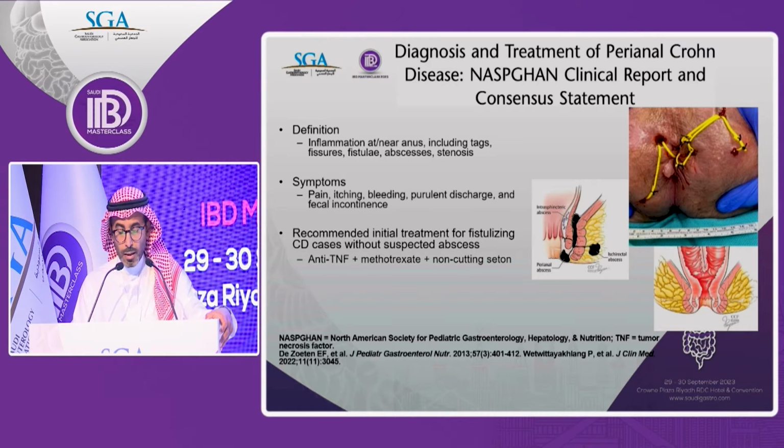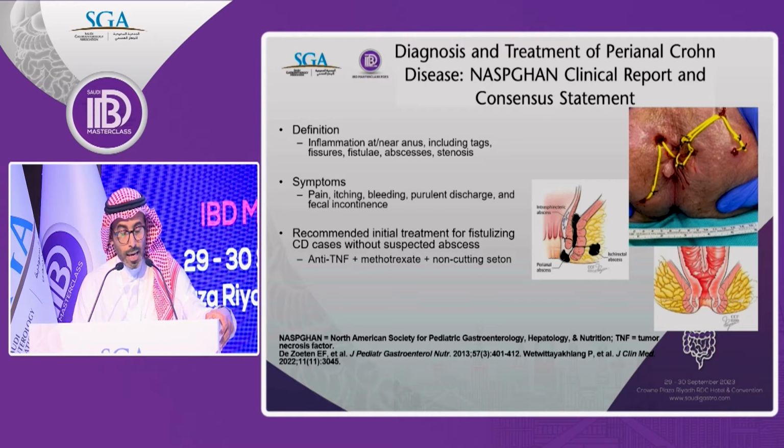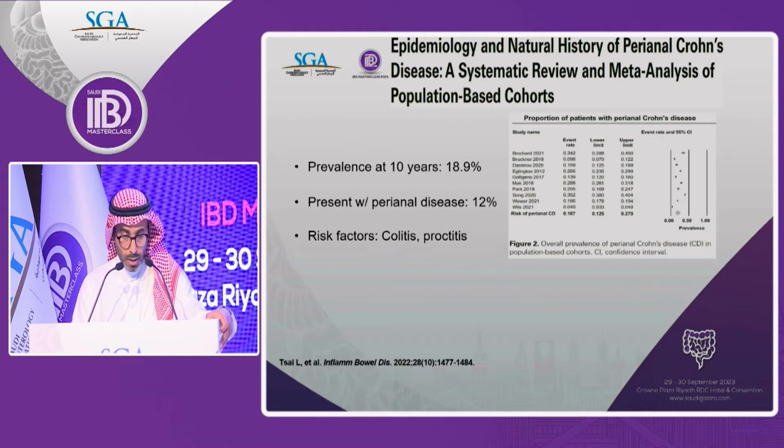Definition of fistulas: usually inflammation near the anus, including tags, fissures, fistulas, and abscess, stenosis. Symptoms are usually pain, itching, bleeding, perianal discharge, and fecal incontinence. Treatment is usually anti-TNF plus or minus an immunomodulator agent plus or minus seton insertion.